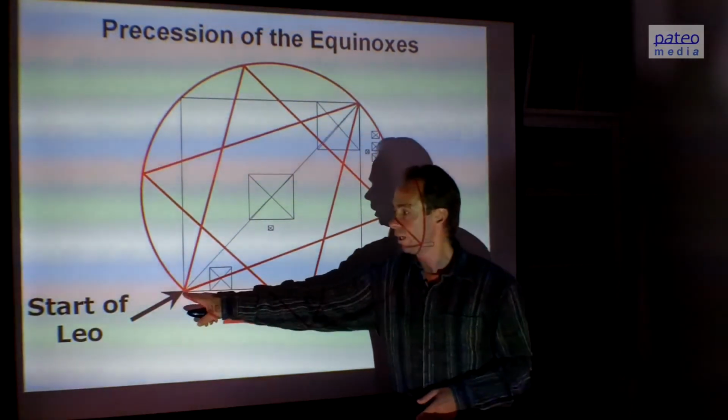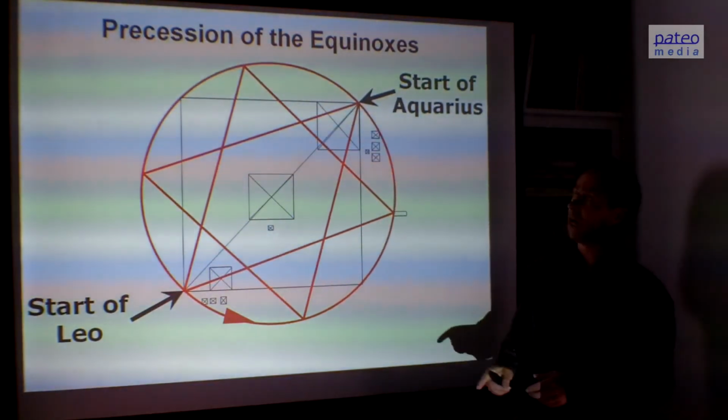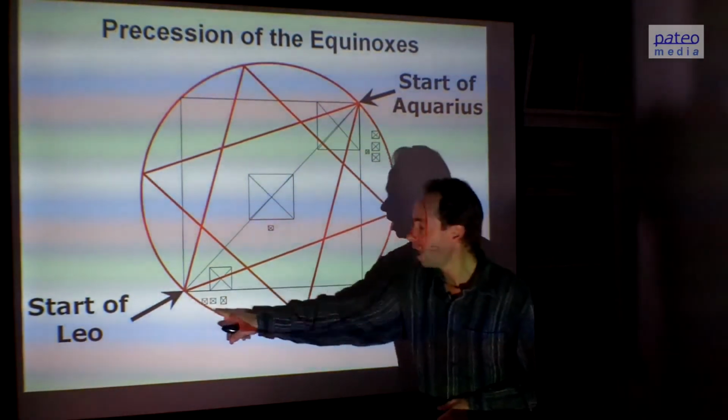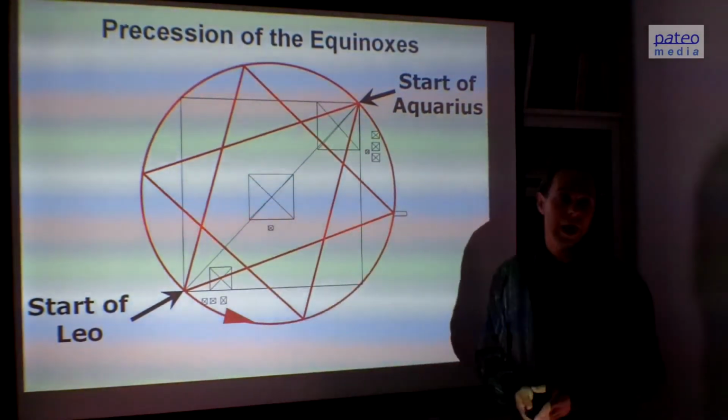This is the moment Leo started. Then it became dark. And this is the moment where Aquarius will start. Then it will be light. So this is the dark period, half a circle, and then a half a circle, a light period.